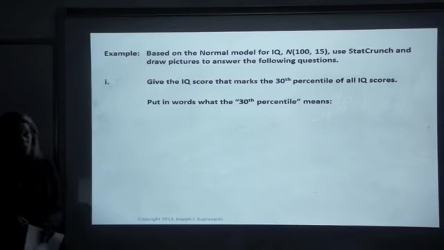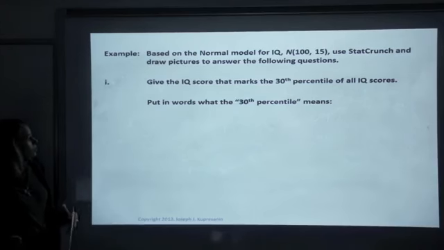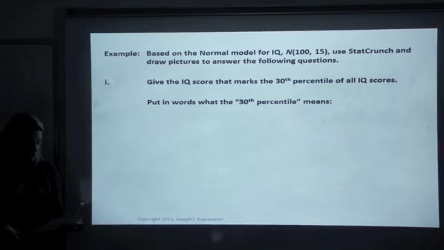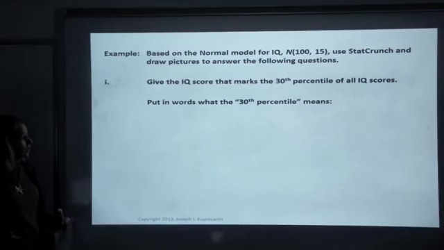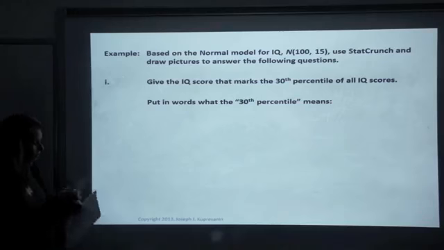Before we go to StatCrunch, you need to make sure that you understand what a percentile is. So put in words what the 30th percentile means. 30th percentile, that would tell us that 30% of the people have that IQ or below, and the other 70% of people are at that IQ or above.